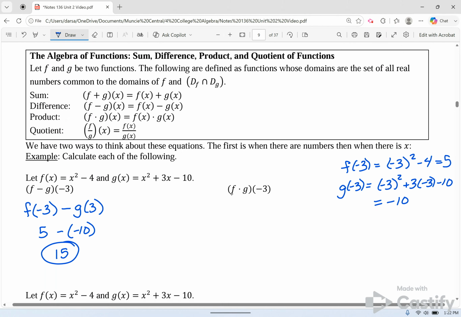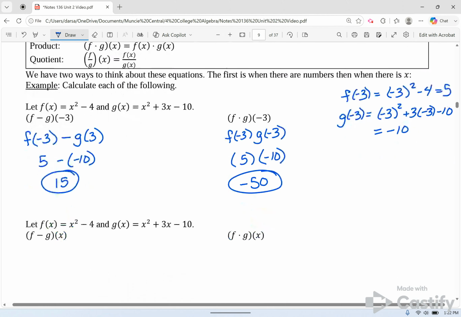What would this problem be? F dot g. What does dot usually mean? It usually means times. So what are we wanting to do here? It's saying take f of negative 3 and multiply it by g of negative 3. Well, f of negative 3, we said that was 5. G of negative 3, we said that was negative 10. So f times g of negative 3 is negative 50. It is that simple.